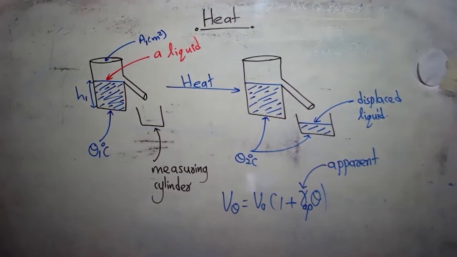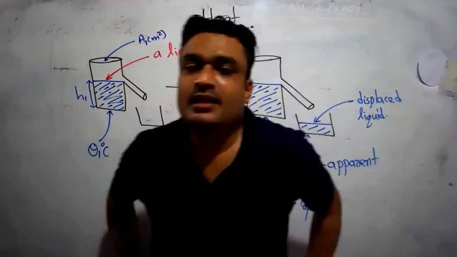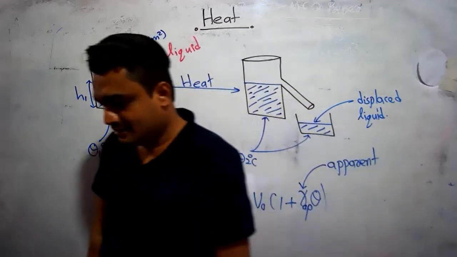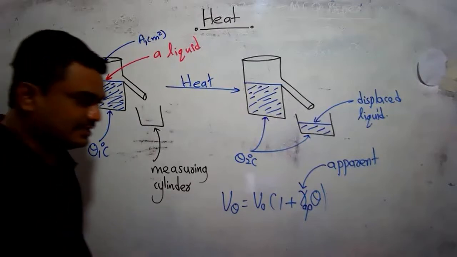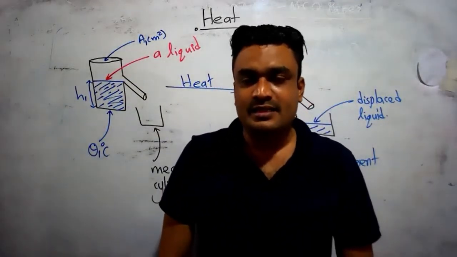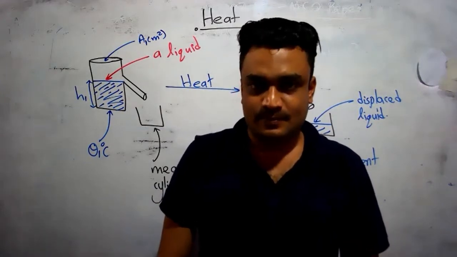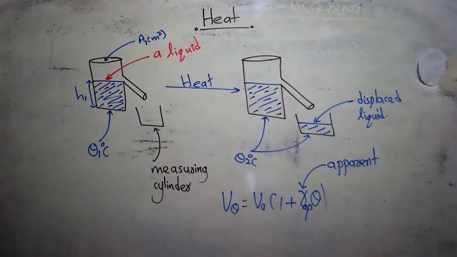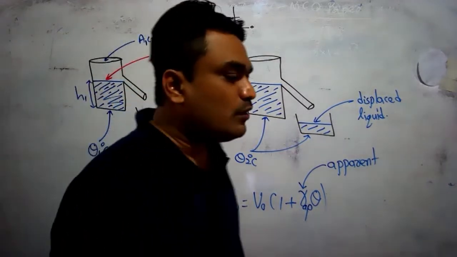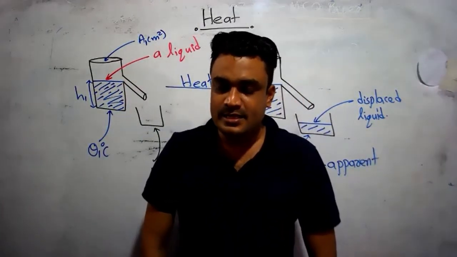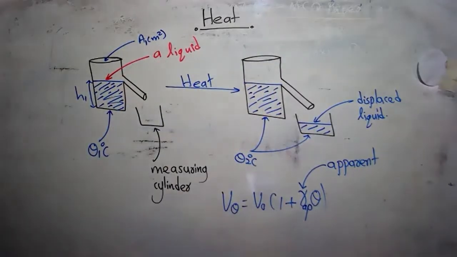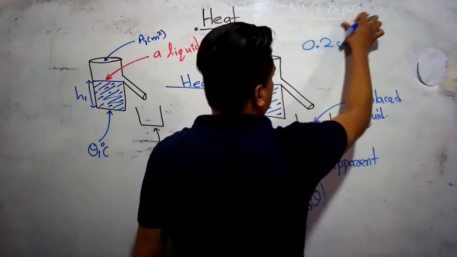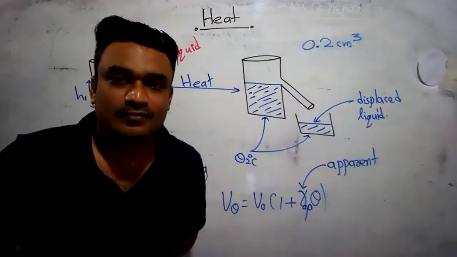Please write example. Example. If the theta 1 temperature is 0 degrees Celsius and theta 2 is 100 degrees Celsius, the displaced volume of the liquid will be, look at the board, 0.2 cubic centimeter. Full stop.